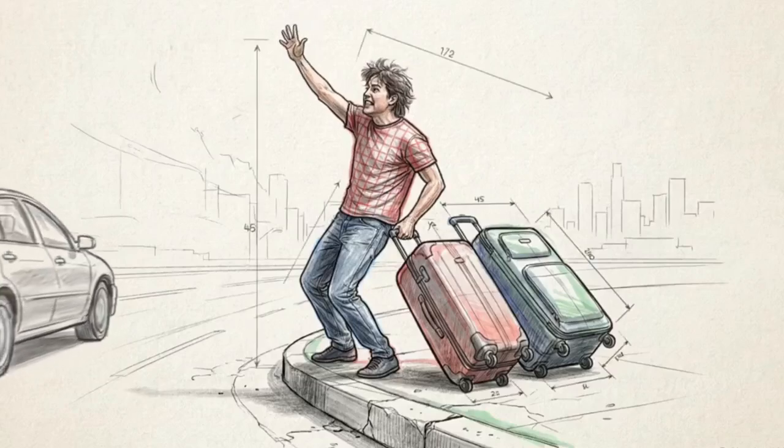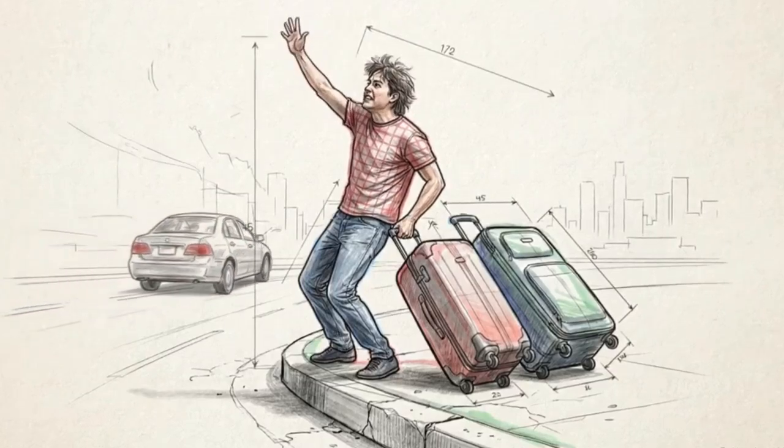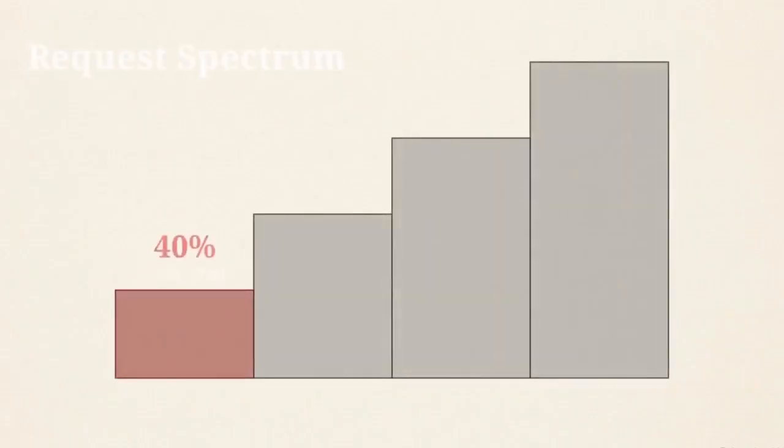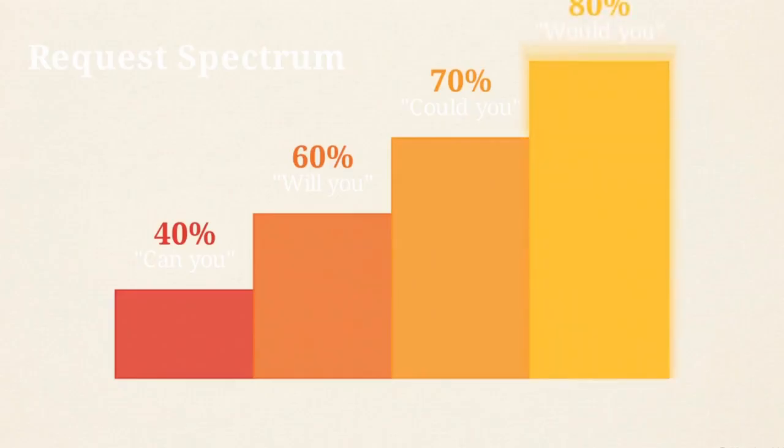Finally, we have requests. Think about asking someone for a significant favor, like a ride to the airport. We can map request options on these steps. Can you sits at 40%, will you moves to 60%, and could you reaches 70%. At 80%, would you is the most polite and respectful way to ask a major favor.